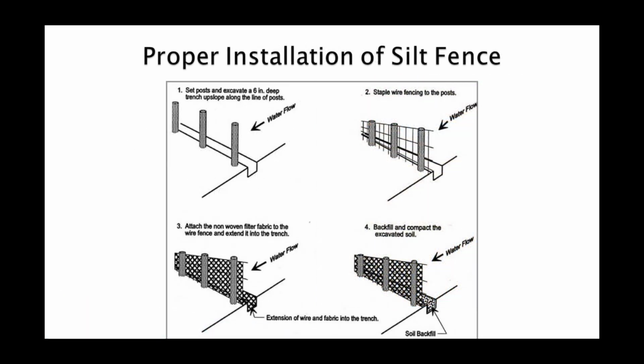Proper installation of silt fence. One, you set the post, excavate a 6-inch deep trench upslope along the line of the post, and it has to be perpendicular to the flow of water. Two, you staple wire fencing to the post. Thirdly, you attach the non-woven filter fabric to the wire fence and extend it into the trench. And last, you backfill and compact the excavated soil uphill.